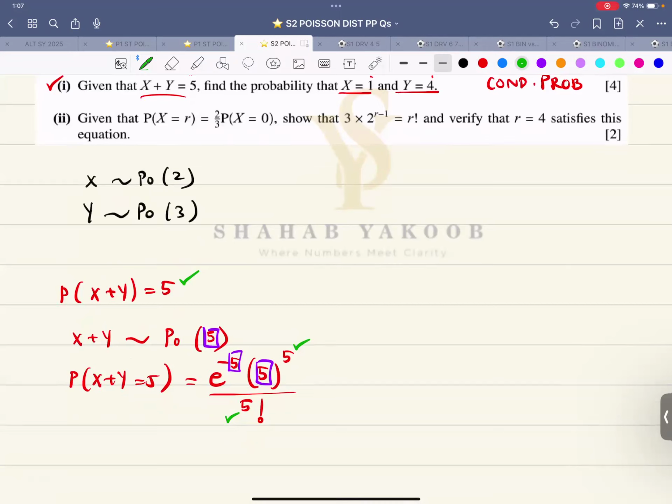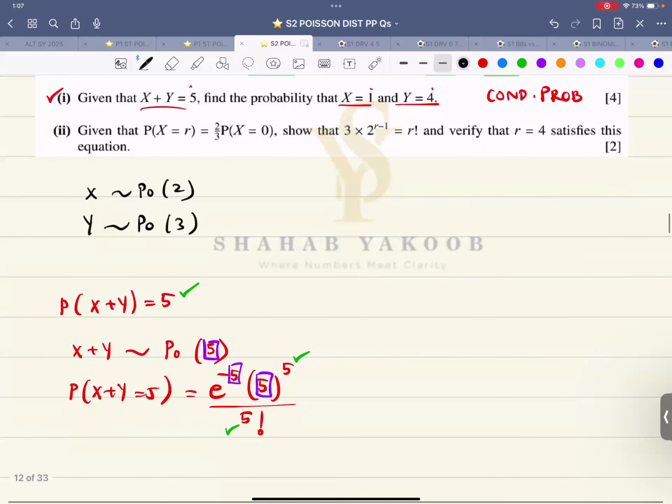Just like the planes question, 5 planes landed in 1 hour. Now, they are asking X is equal to 1. So X follows a Poisson distribution with 2. Probability X is equal to 1.